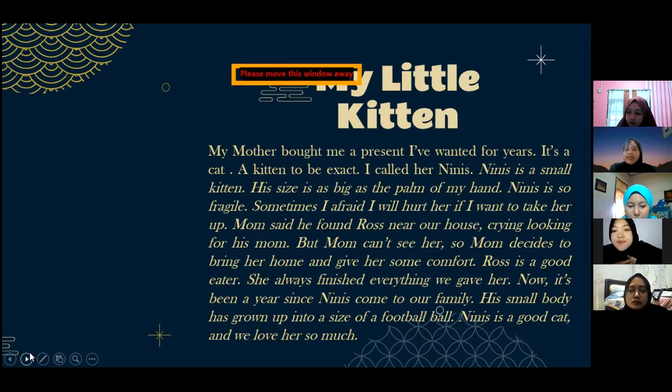So probably this text tells about the kitten called Ninis, right? So you can know that Ninis is small, about her size, then her characteristic. I think it's not Rose but Ninis, right? I'm sorry for the mistake. And Ninis is a good eater. Then it tells that the family loves her so much, right? So what ideas can we conclude from these two texts?